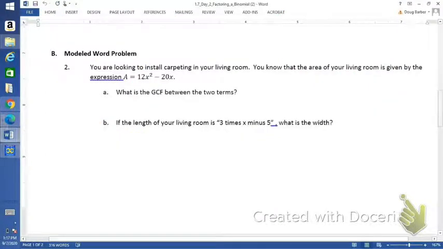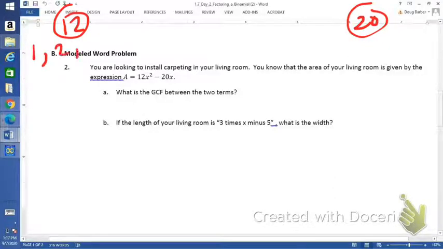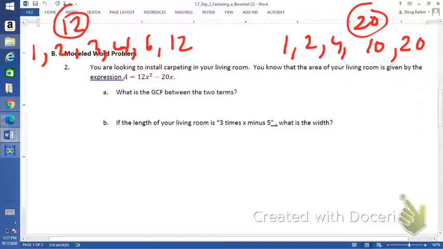Alright, for the next one, you are looking to install carpeting in your living room. You know that the area of your living room is given by the expression A equals 12x squared minus 20x. Let's find the greatest common factor between the two terms. Alright, so the numbers of the two terms, 12 and 20. So the factors of 12: 1, 2, 3, 4, 6, 12. The factors of 20: 1 times 20 is 20, and then we have 2 and 10, and we have 4 and 5.